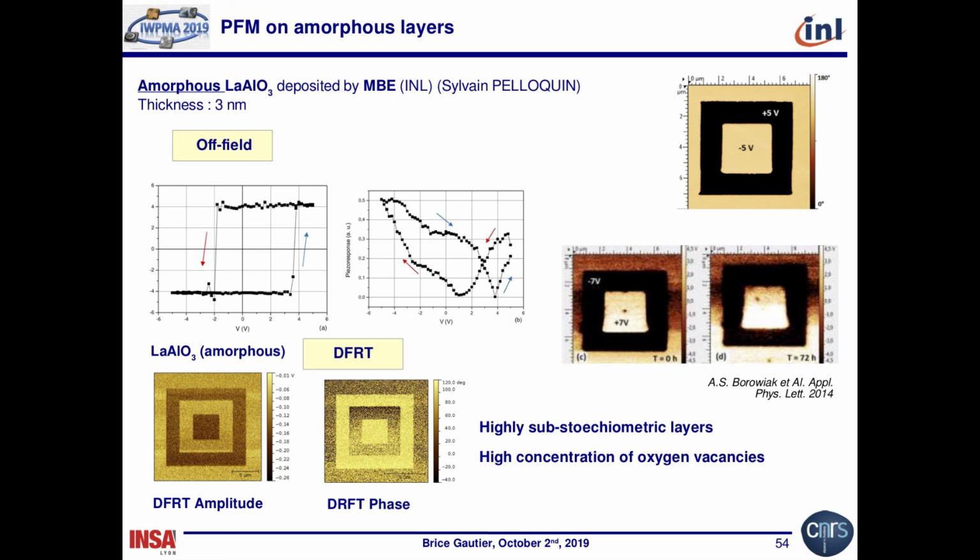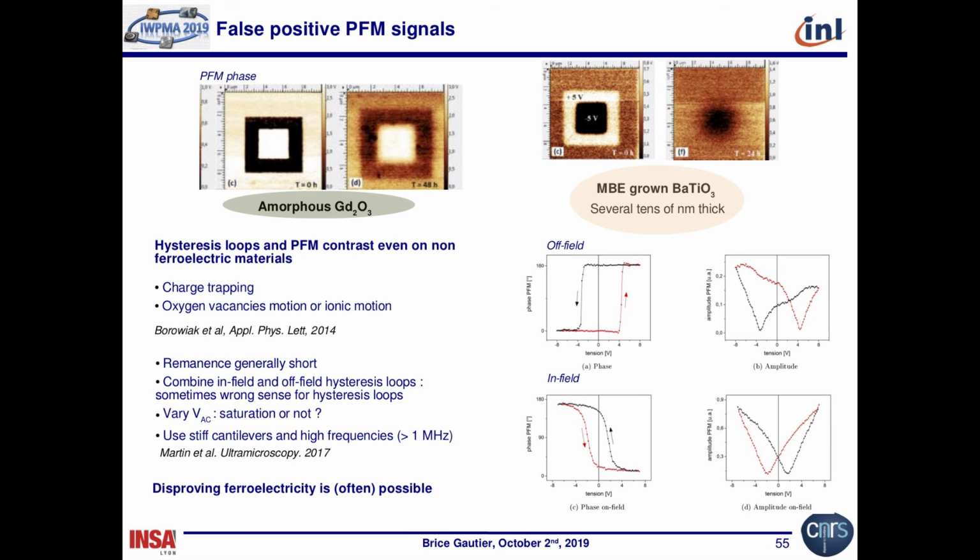I will talk about what is possible, what PFM can and cannot do on Friday. What PFM cannot do is prove that the sample is ferroelectric, because this one is not, and this one behaves exactly like a ferroelectric. Now, of course, if you are doing in-field loop, I didn't mention that, you will see the charge trapping. You will see that the hysteresis loop is not in the right sense. But it's the same for barium titanate, which is indeed ferroelectric. So it's very difficult to decide. If you're doing DFRT, you still have the signal, you still have the remnants, you can't get rid of it, and it's not ferroelectric.